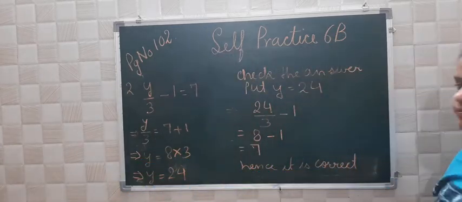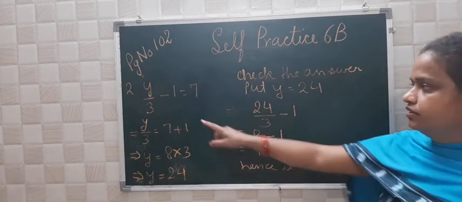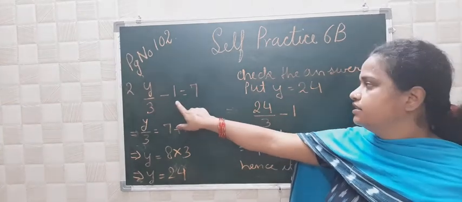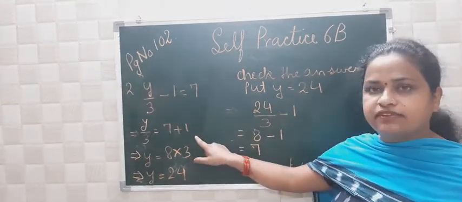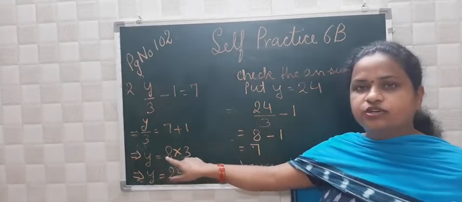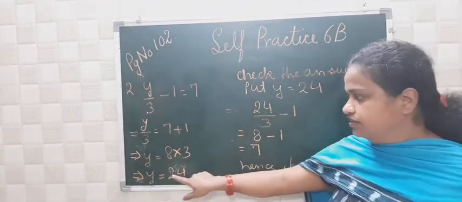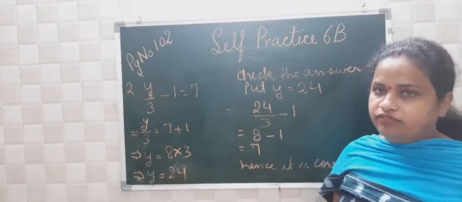Okay. Now I am repeating this once more. y by 3 minus 1 is equal to 7. 1 will come to the right hand side. It will become 7 plus 1, 8. So y is equal to 8 into 3. So y is equal to 24, since 8 threes are 24.